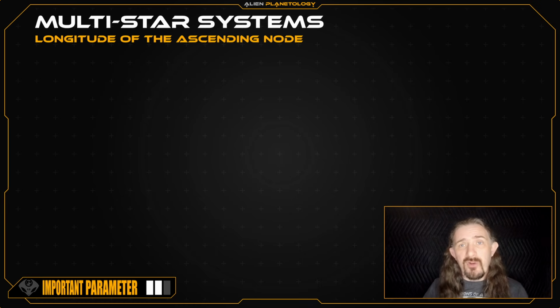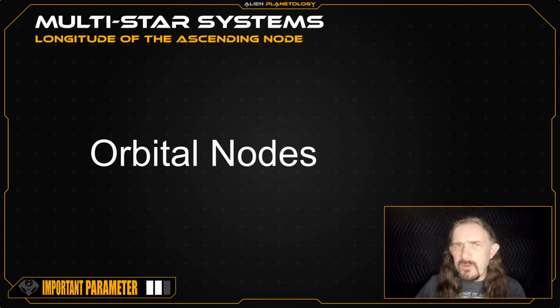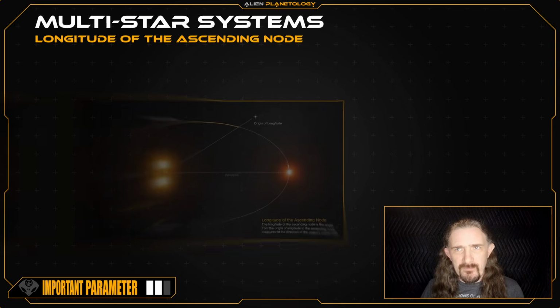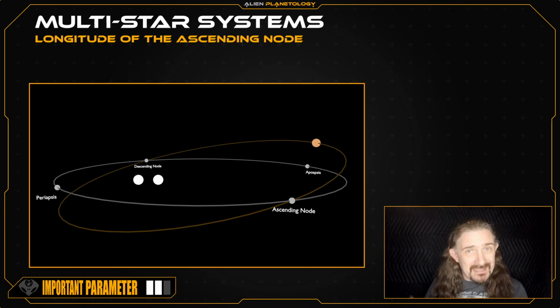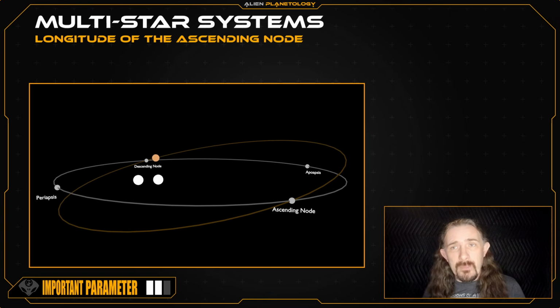To do that, we use a parameter known as the longitude of the ascending node. This sounds really complicated and confusing, but I promise you it is not. But to understand it, we need to briefly discuss orbital nodes. Orbital nodes are just theoretical points within an orbital path that have some significance. You are already familiar with two nodes, the periapsis and the apoapsis. But for an orbit that has a non-zero inclination, it has two additional nodes, the ascending node and the descending node.